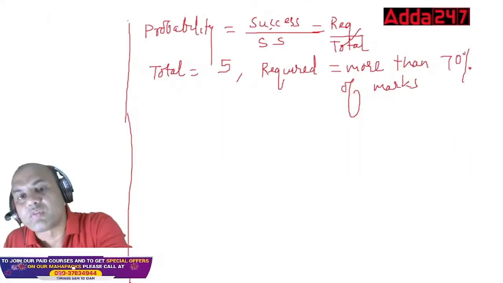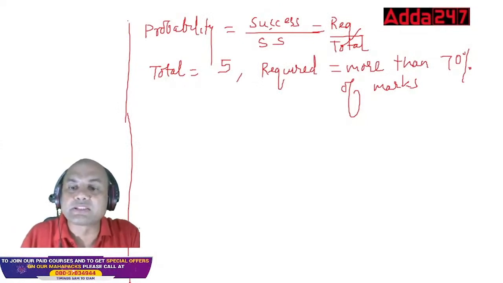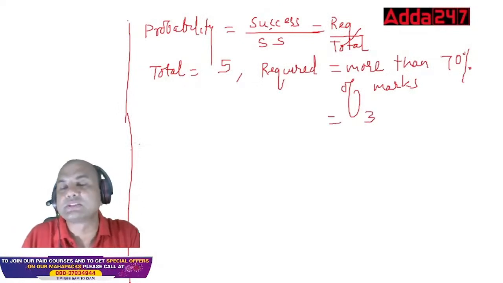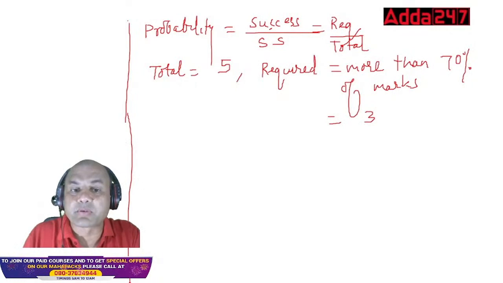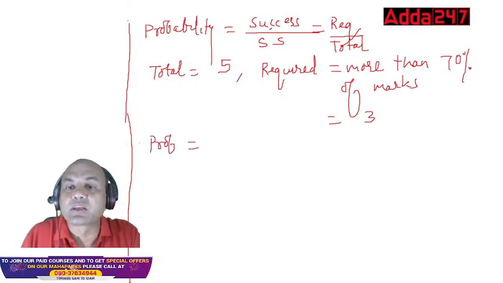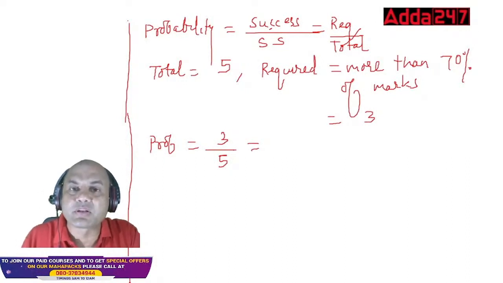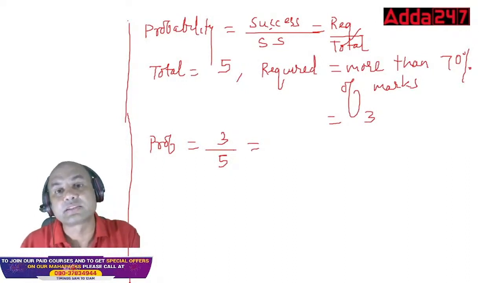So now what is my required? Required is more than 70. So in 3 tests I am getting more than 70. So what is my probability? Probability equals required upon total. What is required? 3 upon 5. Okay. Or success upon sample space. Sample space means what? I've covered it in my earlier lecture.